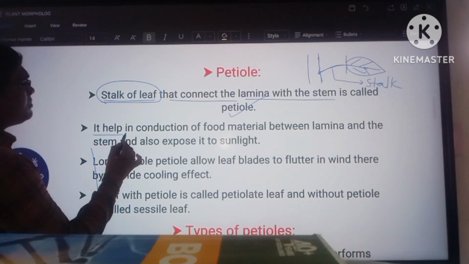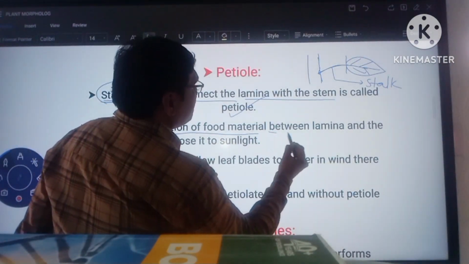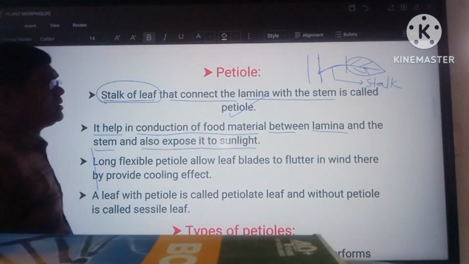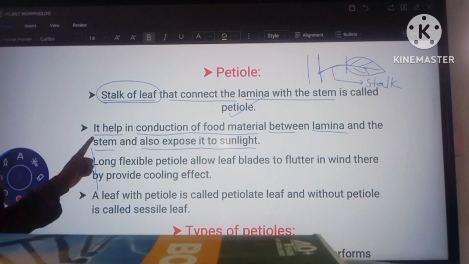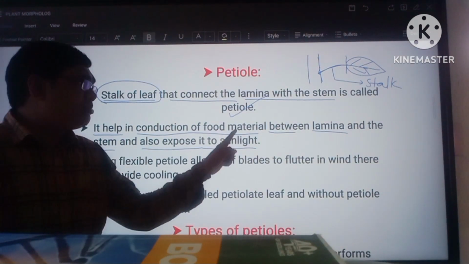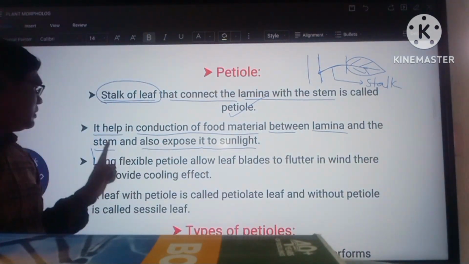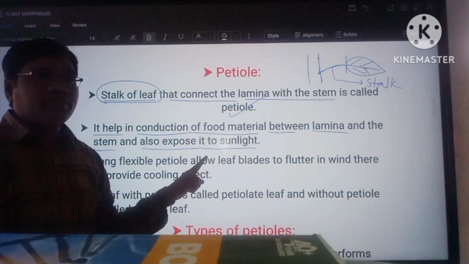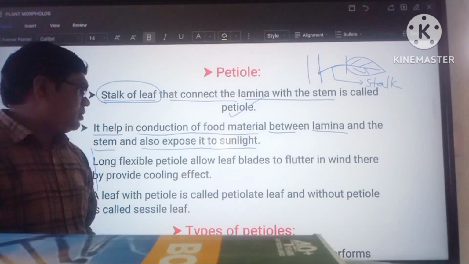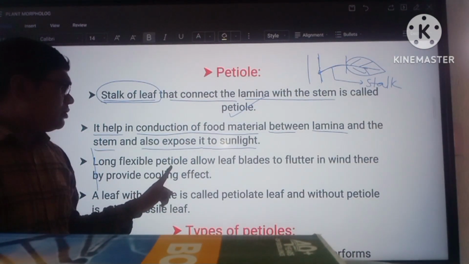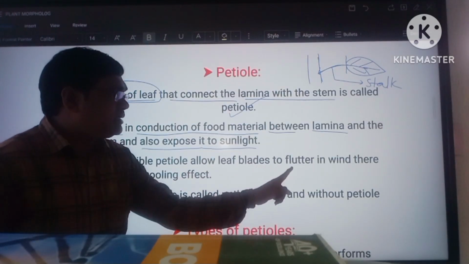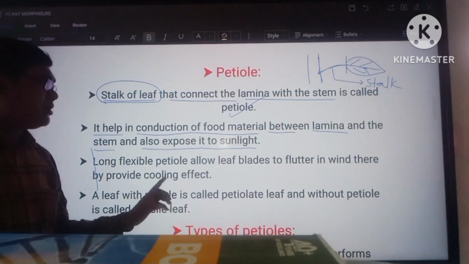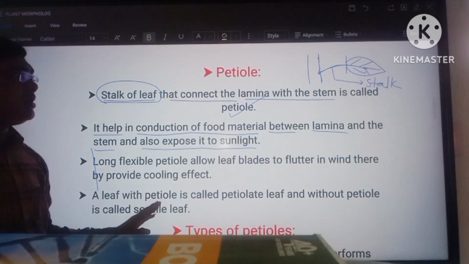Next, the petiole helps in the conduction of food material between the lamina and the stem, and also exposes the leaf to sunlight. What is the main purpose of the petiole? It helps conduction of food material between lamina and stem and exposes the leaf to sunlight. This is the main function of the petiole. Also, the long flexible petiole allows leaf blades to flutter in the wind, providing a cooling effect for the leaf. That is also one of the functions of the petiole.